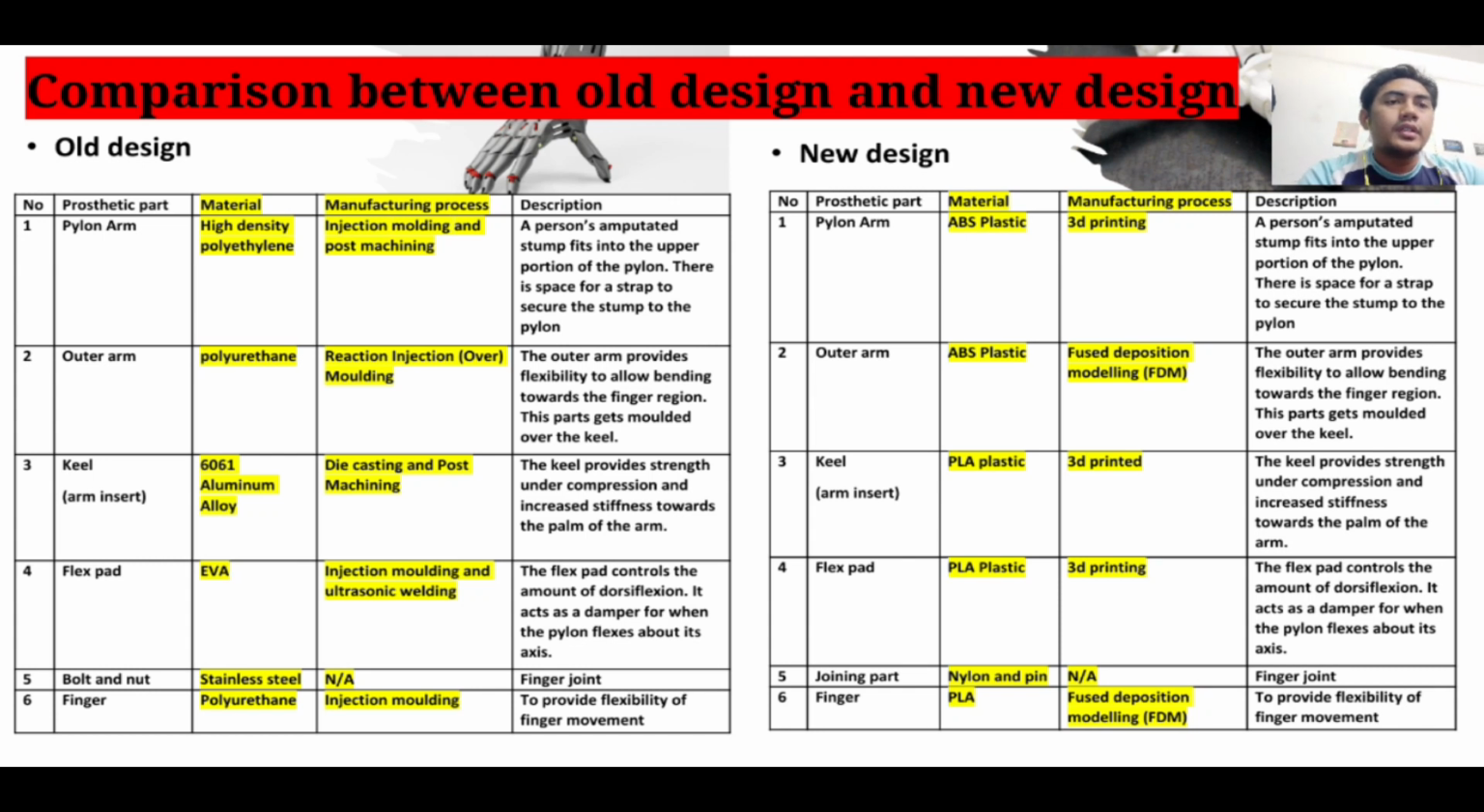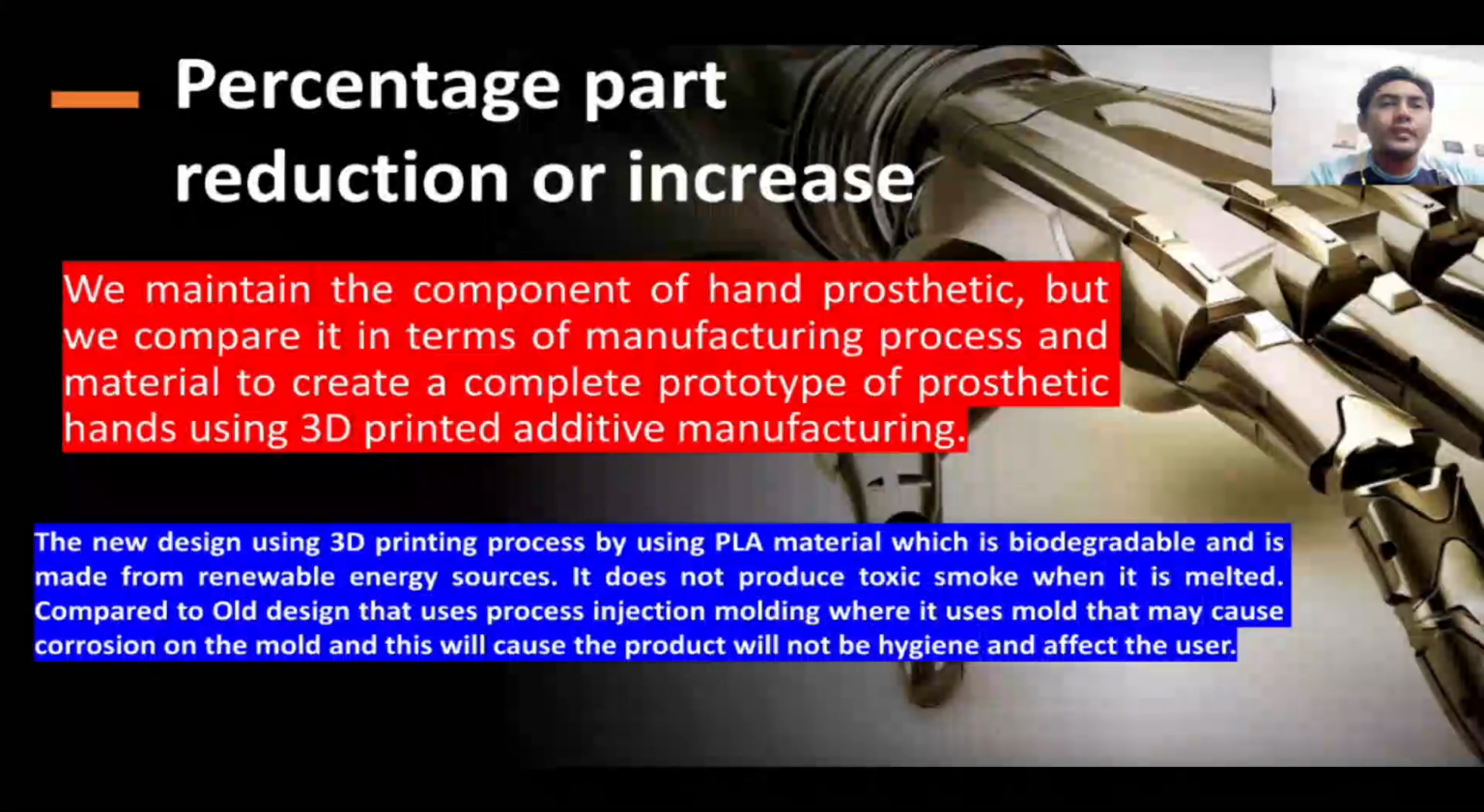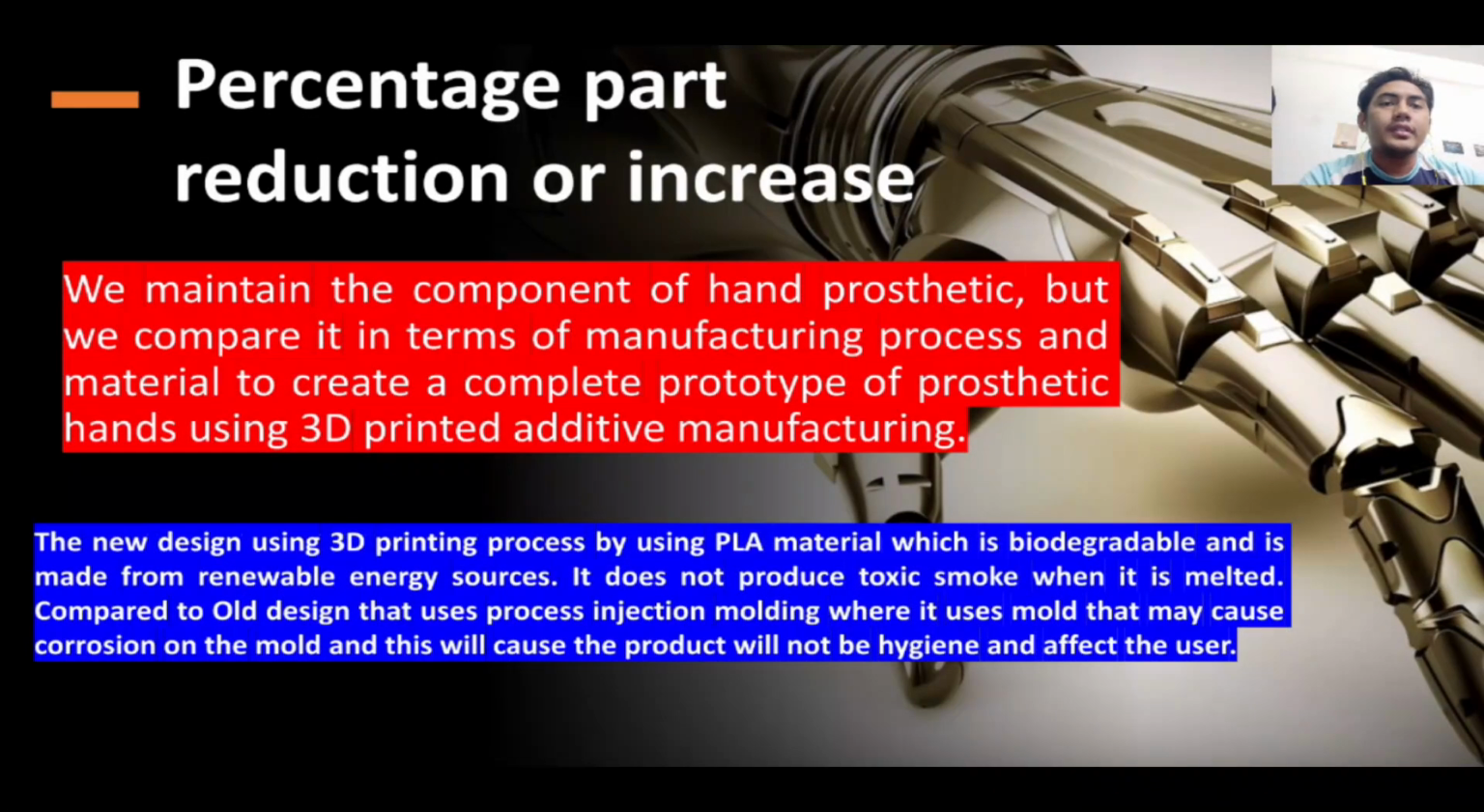And we use the 3D printing FDM process. Percentage part reduction. We maintain the components of the hand prosthetic, but we compare it in terms of manufacturing process and material. PLA material, we use it in the new design, which is biodegradable and made from a renewable energy source and does not produce toxic smoke when it melts.